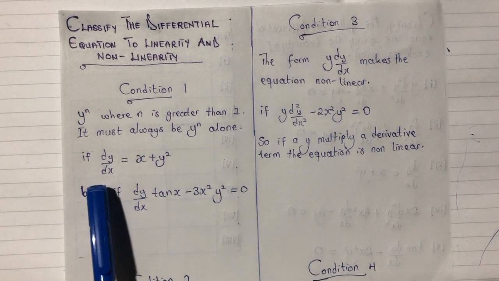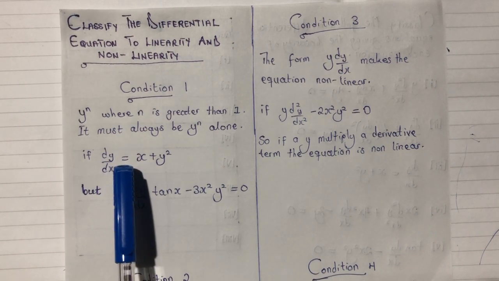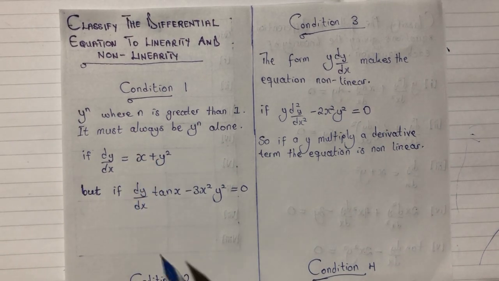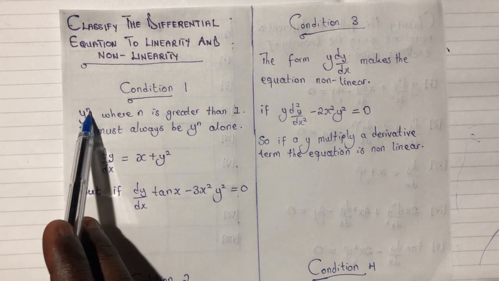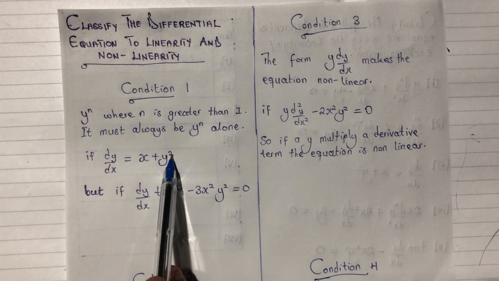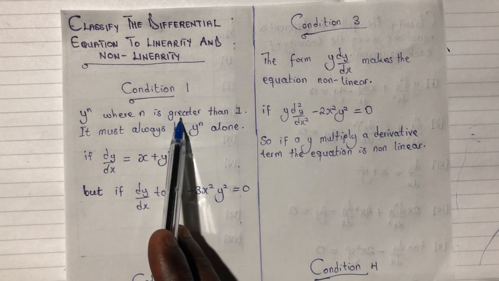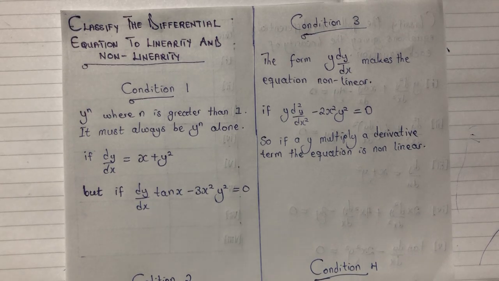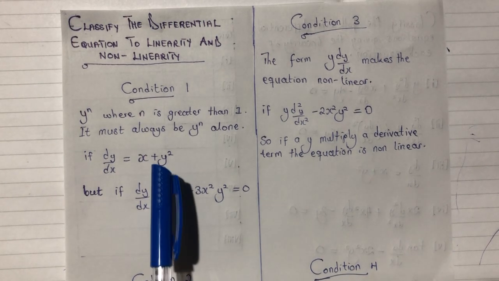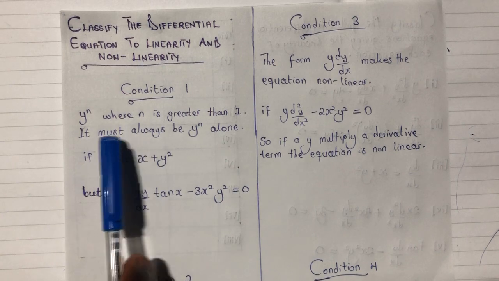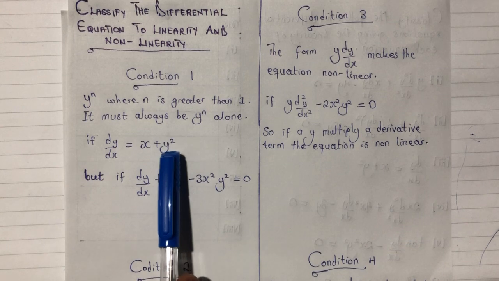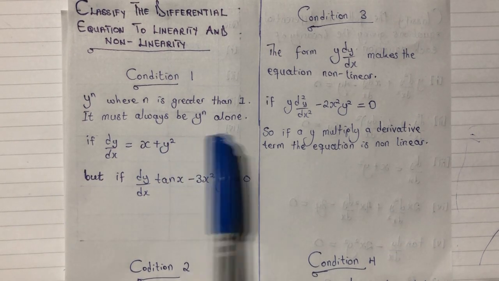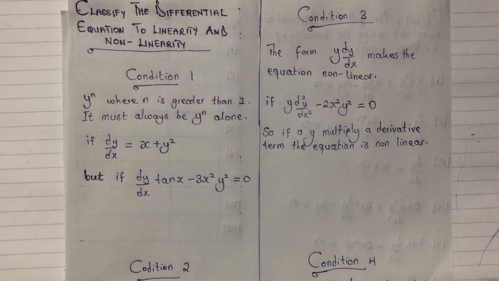So when we look at this example here, I have dy/dx equal to x plus y squared. Y squared here has the condition y raised to the power n, where n equals 2. And the rule says that if n is greater than 1, then the equation is nonlinear. So y is standing alone, as I have written here. It must always be y raised to the power n alone. Y is standing alone, nothing has been multiplied. But as soon as the power is equal to 1, then the equation is linear.